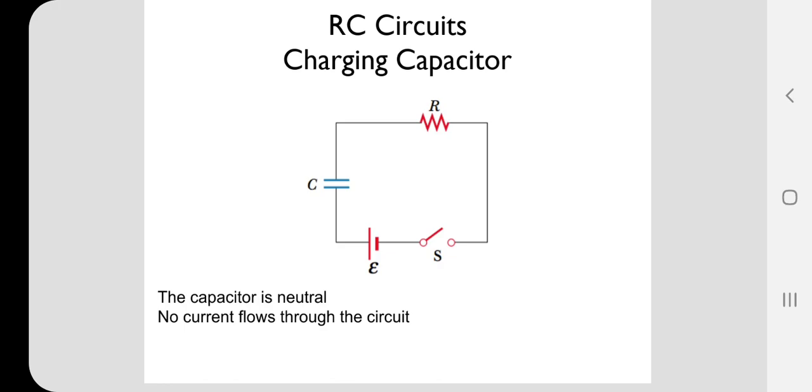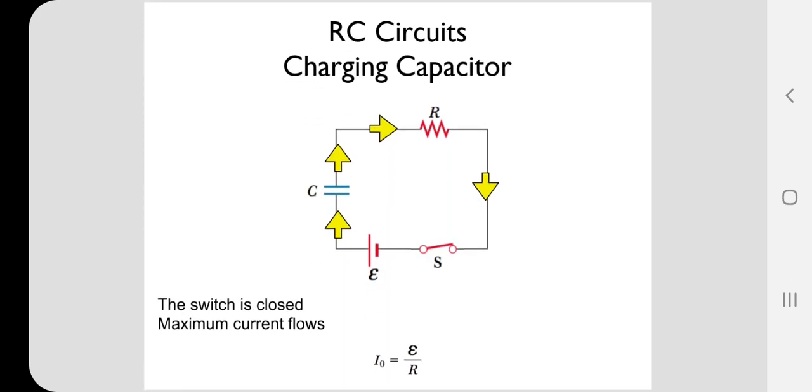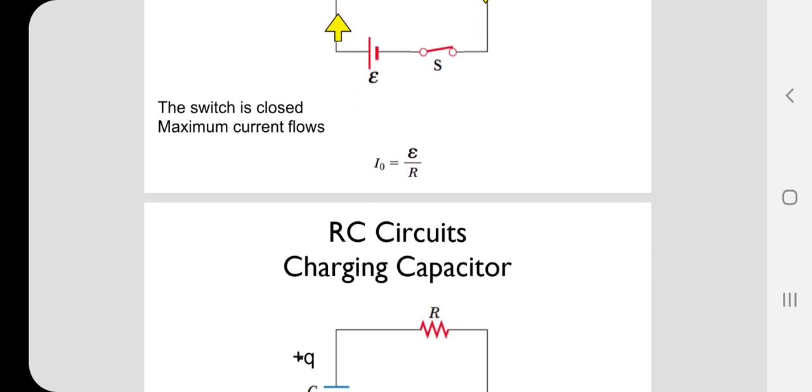So here the capacitor will be charging. In the RC circuit charging capacitor, the current flows as the yellow marks indicate, through the capacitor from plus Q to minus Q, and the same current passes through the resistance R. Here the switch is closed, so the maximum current flows, given by the ratio of the applied voltage to the resistance.